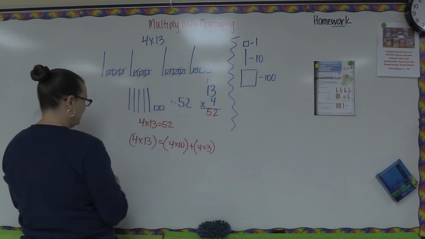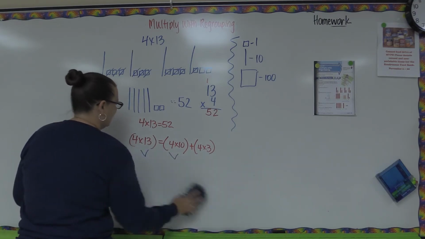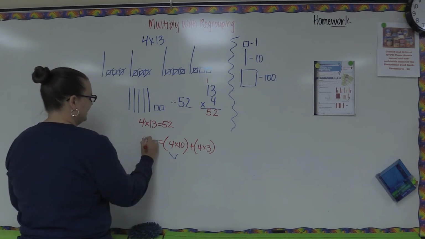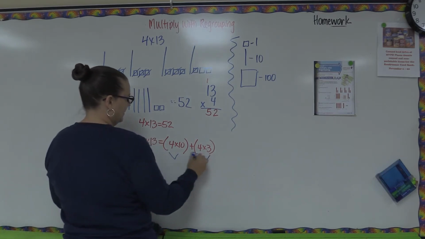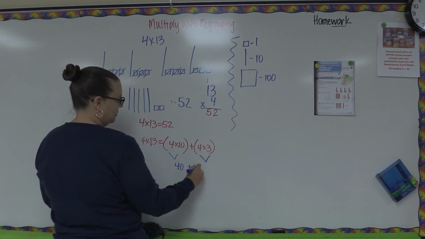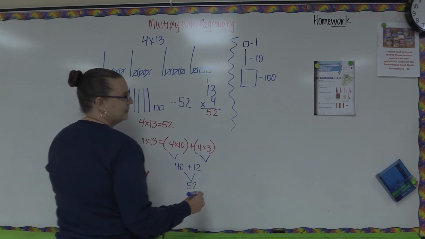So we would have to do our parentheses first, right? Oh, wrong parentheses. Sorry guys, getting a little ahead of myself here. So 4 times 10 is 40. 4 times 3 is 12. When you add those together, you get 52.